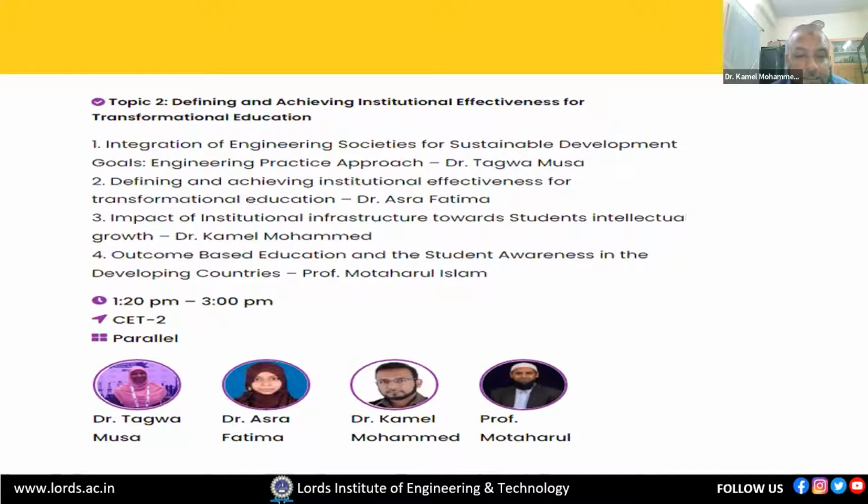Basically, as Dr. Asra Fatima said, I am from LIT as well, Lord's Institute of Engineering and Technology. A little about Lord's Institute. Basically, this is the first and the most famous institute in India that belongs to the Muslim minority, and it's the only autonomous institute of such strength. So I welcome everyone to the Lord's Institute. I, Dr. Kamil Mohammed, am an Associate Professor from the IT Department.